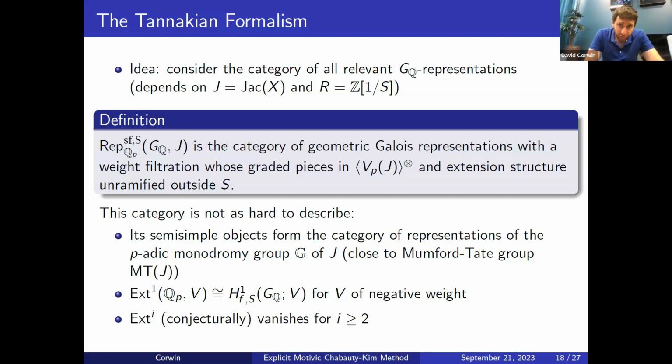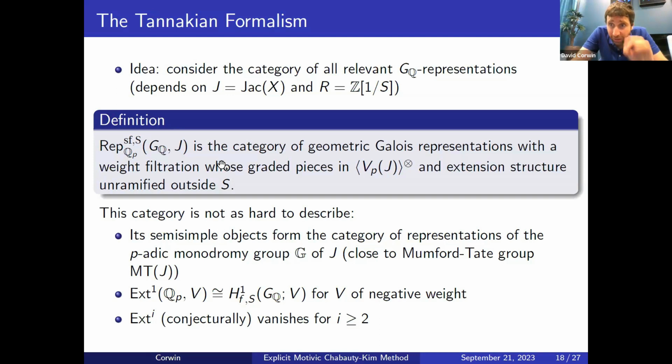And then I have a further condition, which is that the extension structure should be unramified outside S. In fact, since I assume that X has good reduction outside S, it turns out that V_p of J is unramified outside S, so all the representations are unramified outside S, but there's a funny thing where you can have a situation where the representation V_p of J is ramified at a place, but in some sense the extension structure is unramified. But that's a very non-important technical detail for you right now.